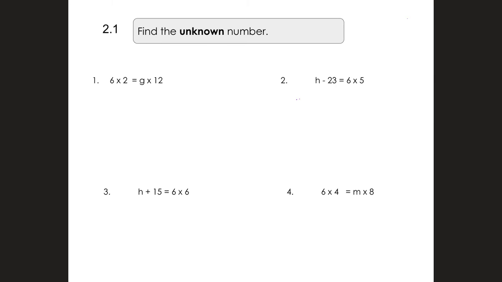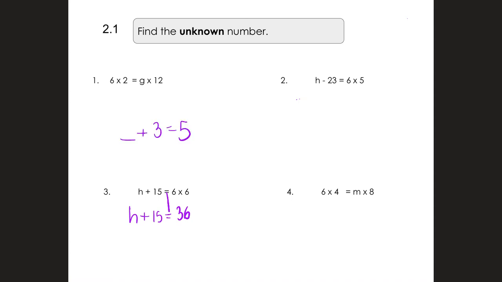Number 3. I'm going to solve the side where I have both numbers and my operation. 6 times 6 is 36. And I know it needs to equal whatever's on this side. So what times 15 equals 36?